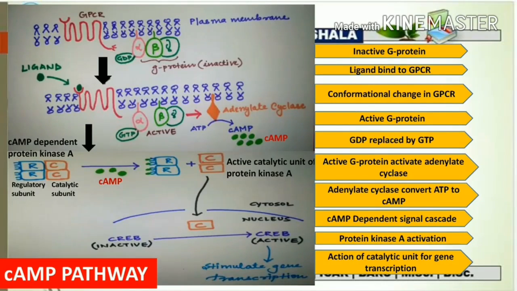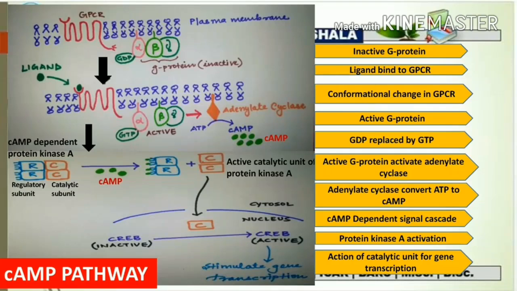that is going to bind on the GPCR, and that will result in the activation of a G protein. Now this alpha GTP has the capability to activate the adenylate cyclase enzyme, and this adenylate cyclase enzyme is going to convert the ATP into cyclic AMP. Now the protein kinase A mainly requires the cyclic AMP for its activation.